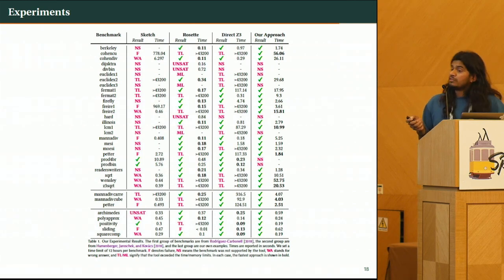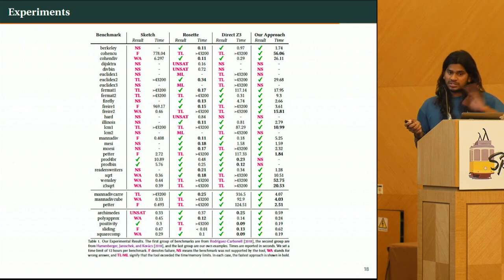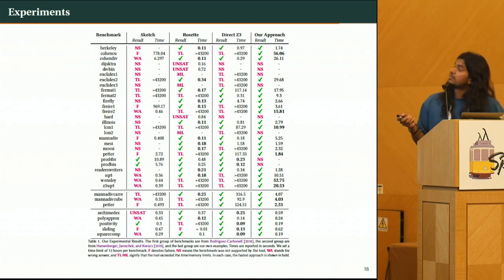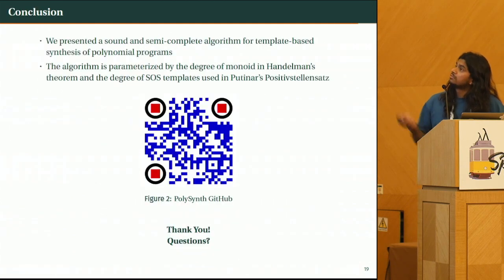And we also use direct Z3, so we just pass it to the SMT solver Z3. And this is our approach. We see that some of the benchmarks are not supported because they required either integer reasoning or had the modulus operator and things like that. We can only handle polynomials, so we couldn't handle those kinds of benchmarks. And yeah, we presented this algorithm which is sound and semi-complete.